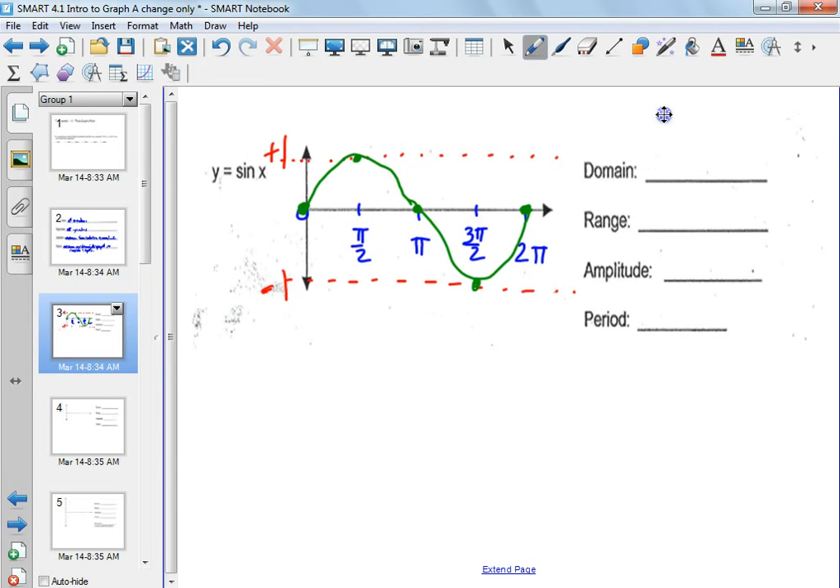For domain, what would you call the domain if this did continue forever and ever? Negative infinity to positive infinity. Yeah, you can either say all reals, or I like what Hannah told me, negative infinity to positive infinity. What is all real? All real numbers. Okay, range. Range is -1 to 1.